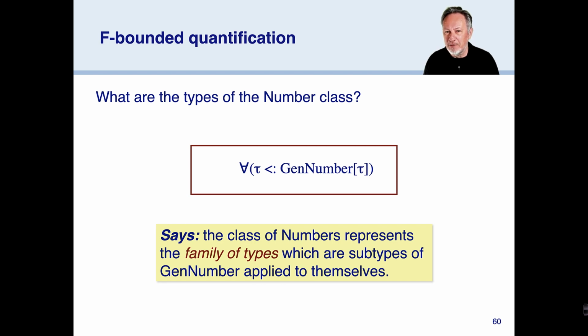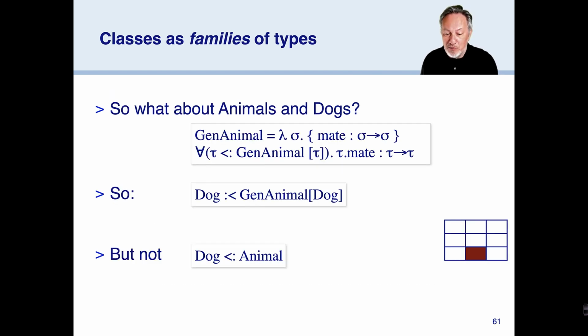So what are the types of the number class? The number class actually generates lots of different types. It's basically all the types that you can plug into gen number, and those will give you different types. This is saying that the class of number represents a family of types which are subtypes of gen number applied to themselves. Okay, let's see in an example if we can make sense of this. Now we should be able to see that classes are not the same as types, but they're actually generators. They represent families of types.